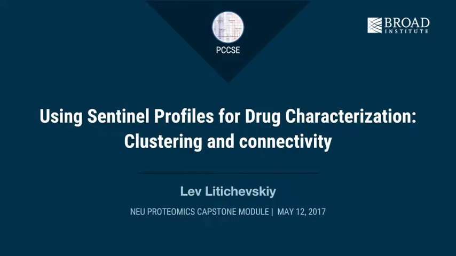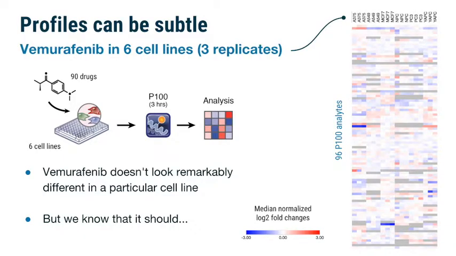So where we have left off so far is with making profiles. Profiles are median normalized log 2-fold change matrices of data that we often view in heat maps like the one on the right. In the rows here, we have the 96 P100 analytes, and the columns are the samples. In this case, I'm showing 18 samples of Vemurafenib in 6 cell lines.